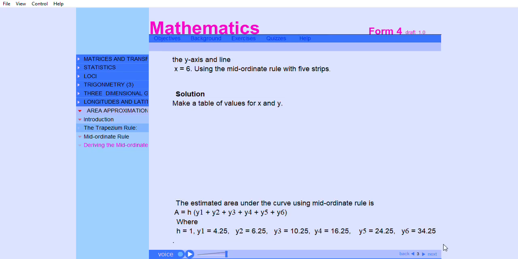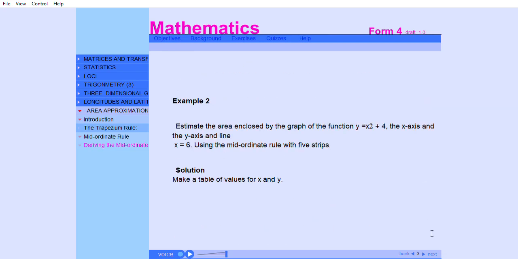Example 2. Estimate the area enclosed by the graph of the function y equals x squared plus 4, the x-axis, y-axis, and line x equals 5, using the mid-ordinate rule with 5 strips.